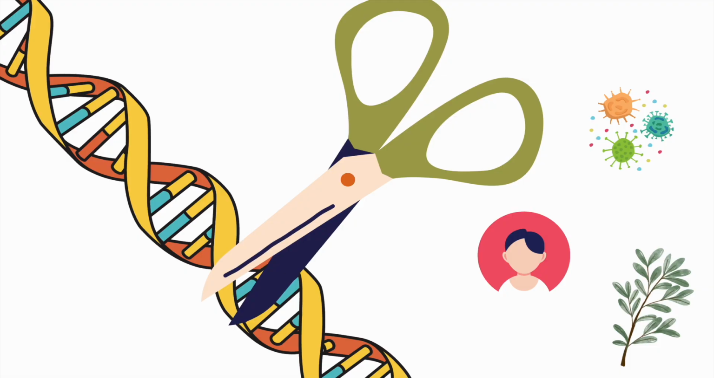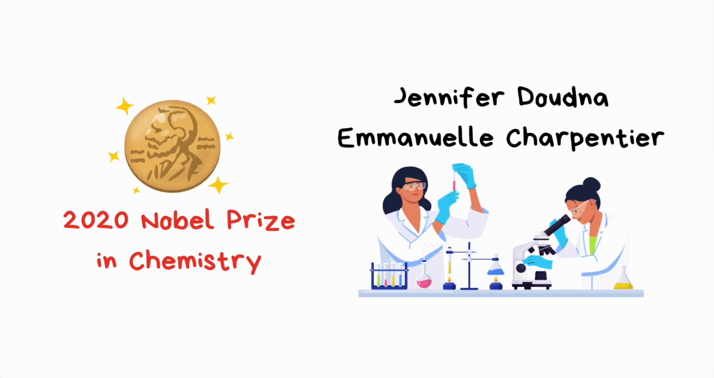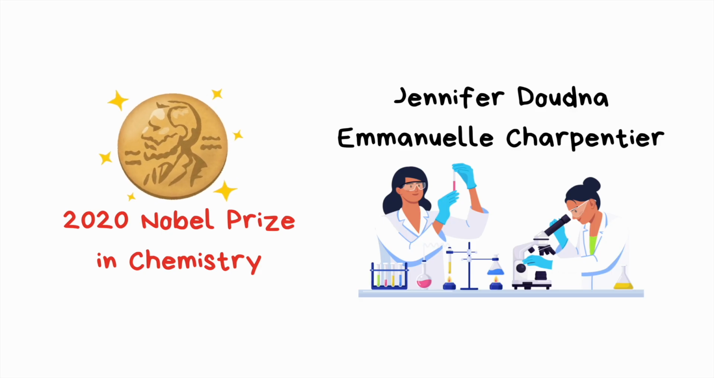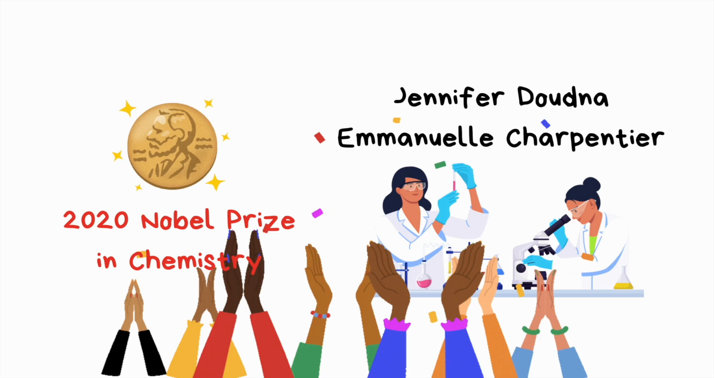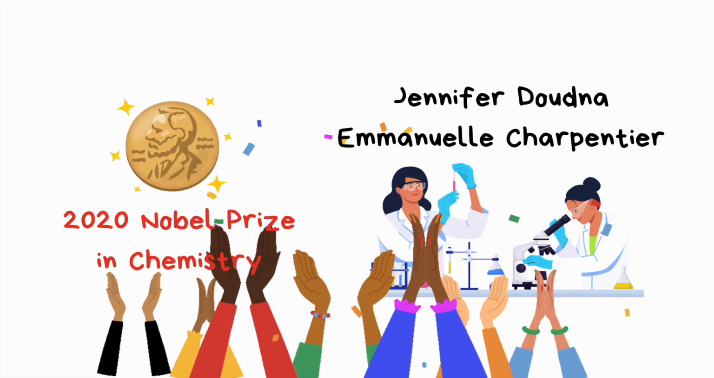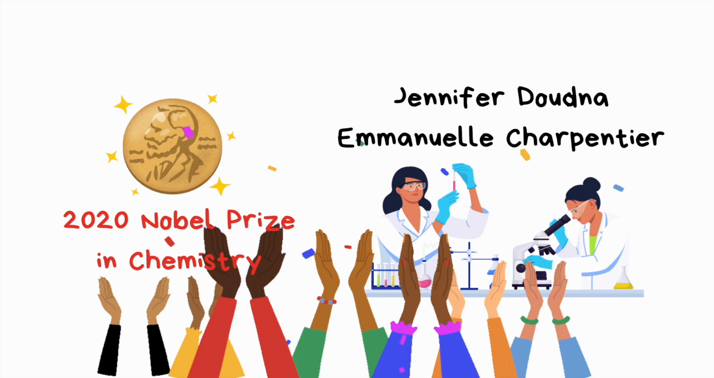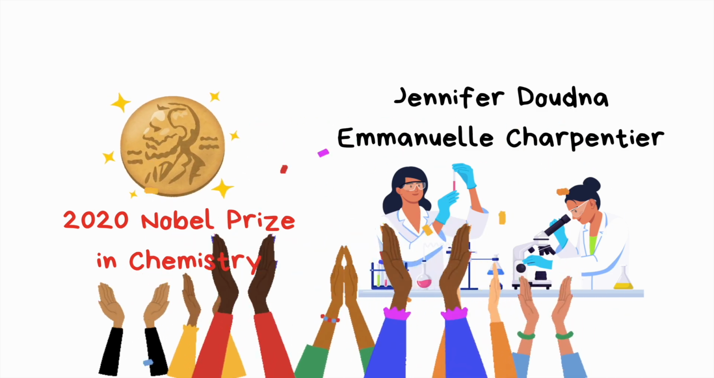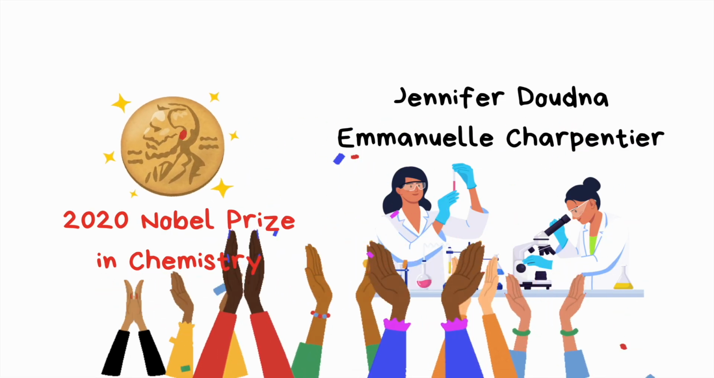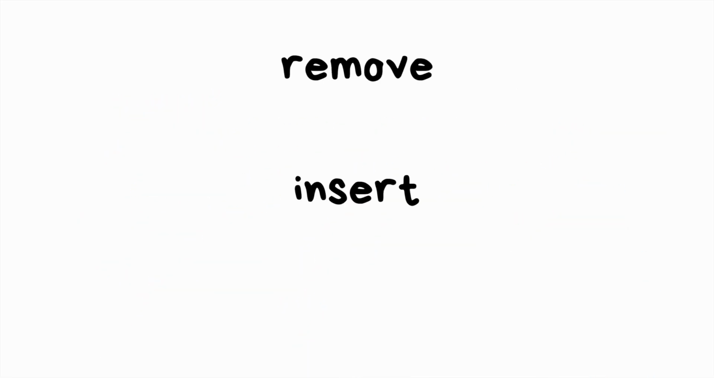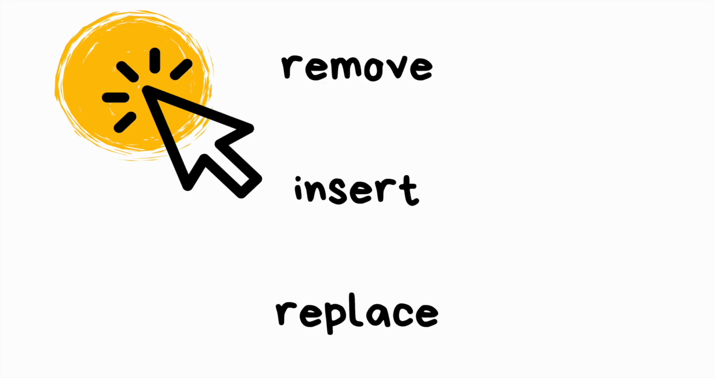In fact, in 2020, Jennifer Doudna and Emmanuel Charpentier won the Nobel Prize for Chemistry for their groundbreaking work on CRISPR-Cas9 gene editing technology. They demonstrated that by designing a short guide RNA complementary to any target DNA sequence, the CRISPR-Cas9 system can be programmed to make precise cuts, allowing scientists to remove, insert, or replace genetic material at exactly the site you choose.